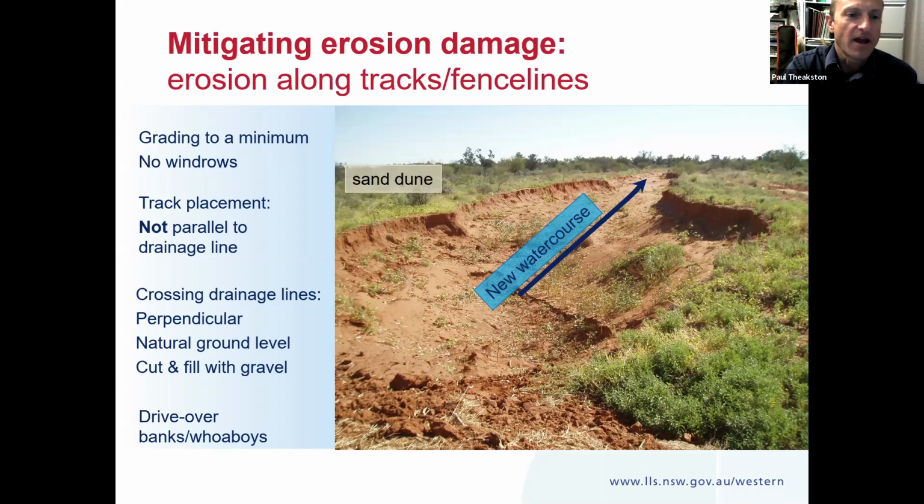And then drive over banks or whoa boys. If you really want to deal with erosion along tracks or fence lines or pipelines, there's going to be times where you're going to have to put a drive over bank on the road. You just can't get away from it. So for example, with that photo there, ideally what needs to happen there is a bank put where that sand dune was blown out. You can't reinstate that sand dune as it was, but at least it has to be at that height. So banks have to be part of the whole option there.